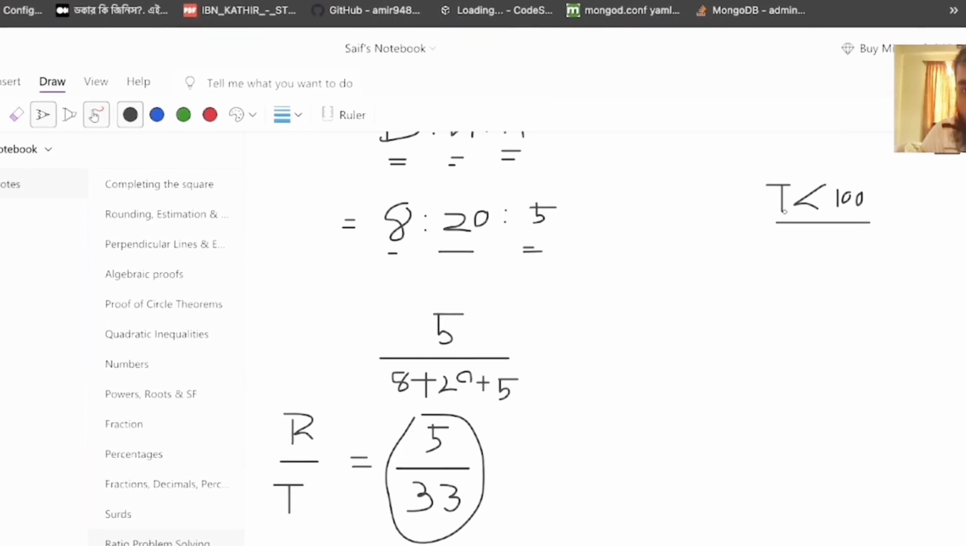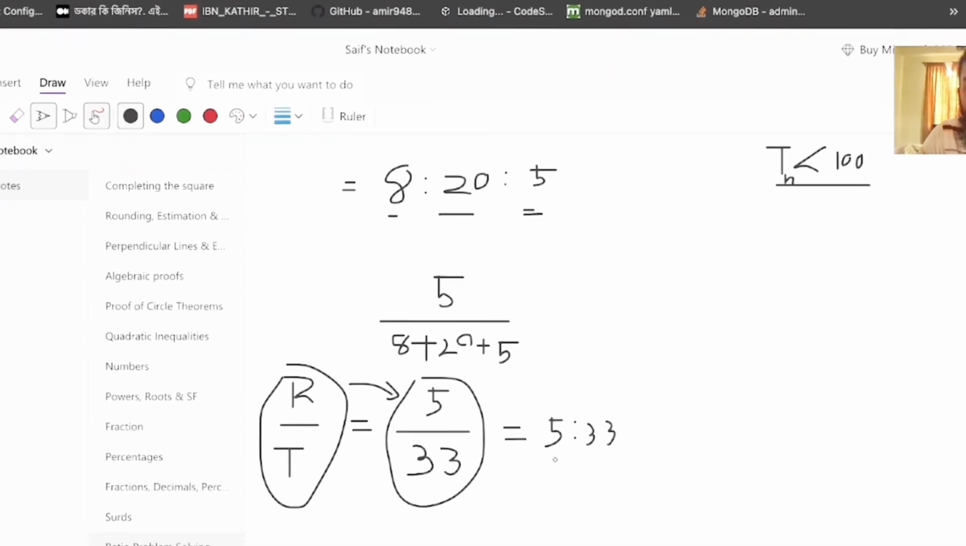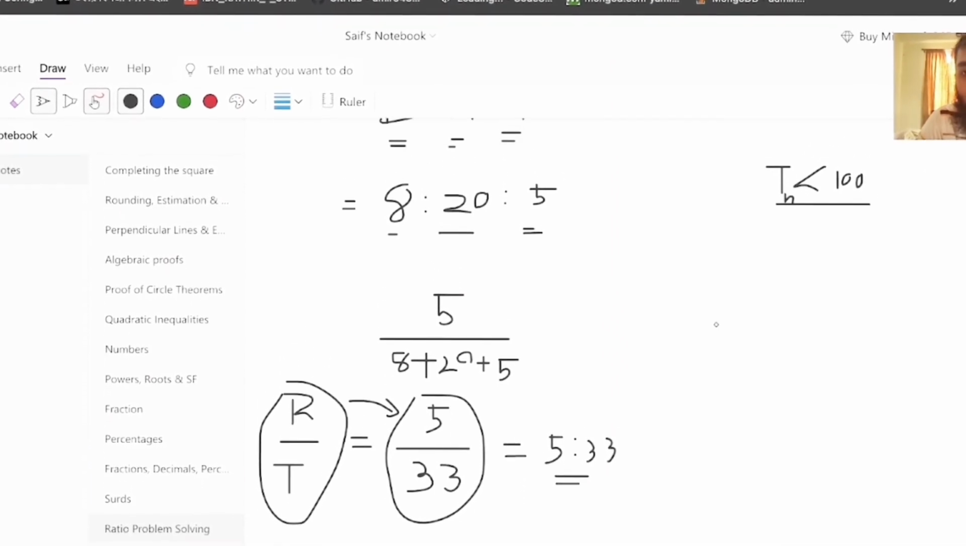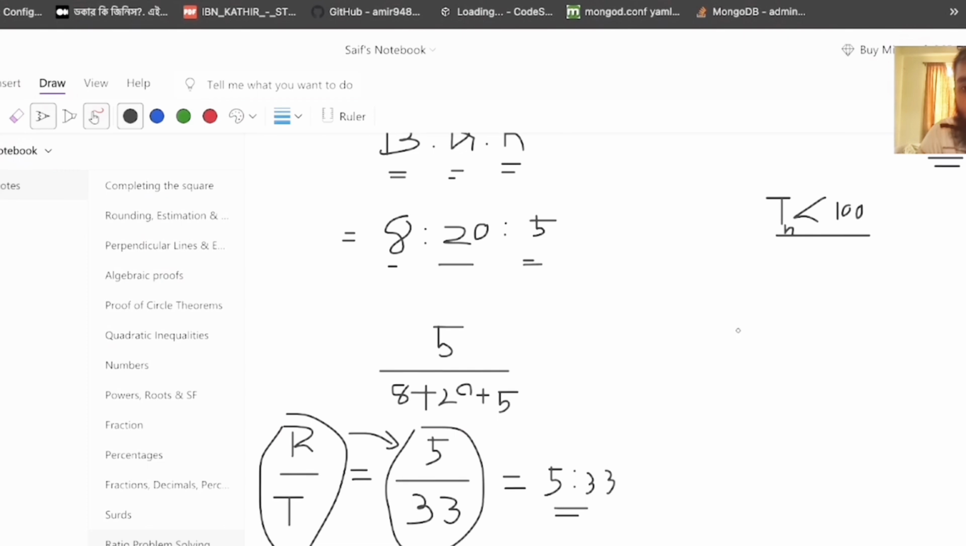So let's say this is Tn, the total number of pens. The ratio of red pens to the total number of pens is 5 is to 33. If the ratio is given as 5 is to 33, what is the total number for each?